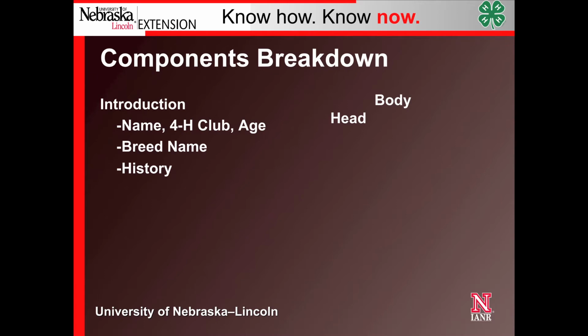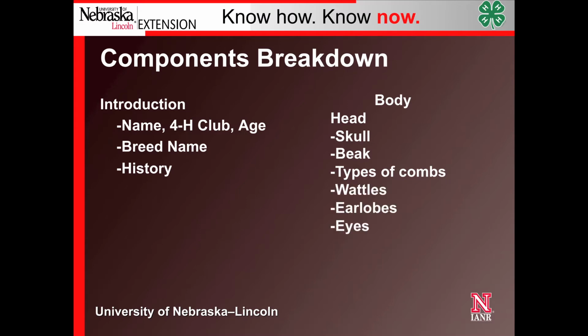With the head, you want to talk about the skull, the beak, the types of combs that are seen along many breeds of chickens, wattles, earlobes, and the eyes. And then you also want to talk about any disqualifications or defects that might be seen in that breed, or general defects and disqualifications within chickens.